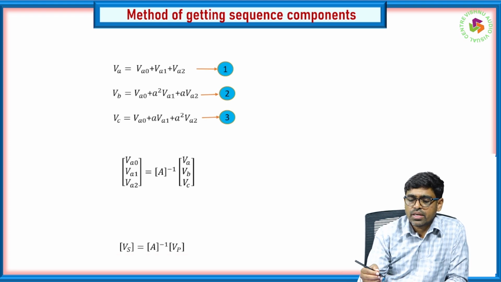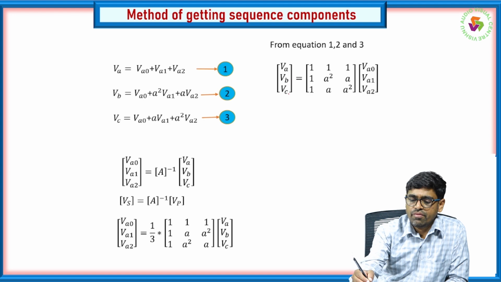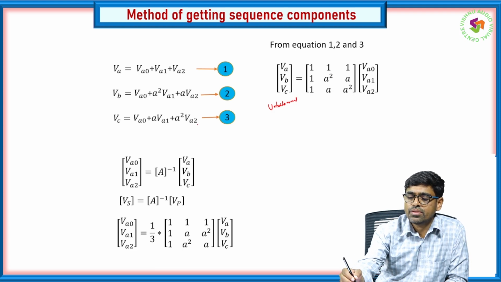These relations we can write from these equations for VA, VB, VC, the unbalanced quantities, in matrix form: the matrix with rows 1 1 1, 1 a squared a, and 1 a a squared, multiplied by VA0, VA1, VA2, which are the symmetrical components.